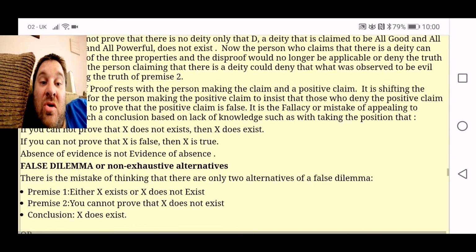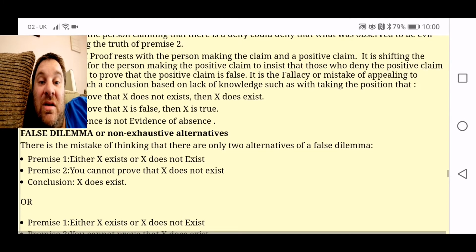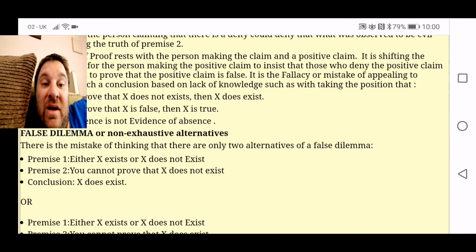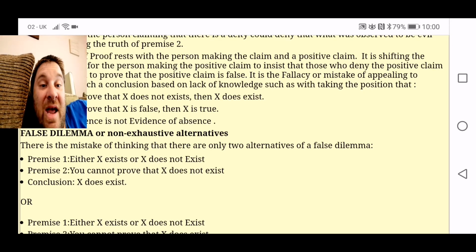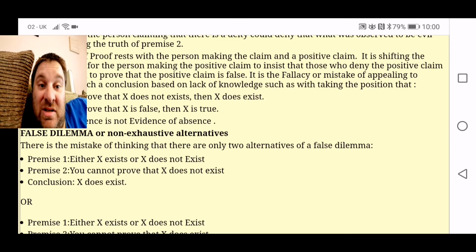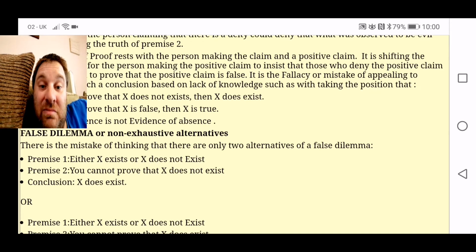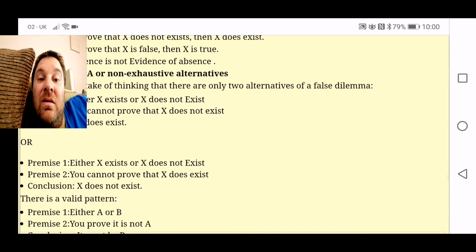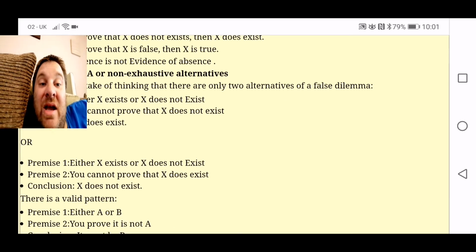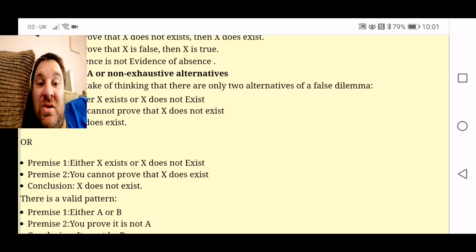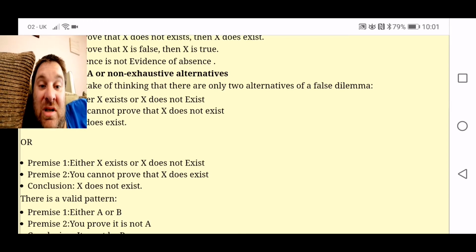False dilemma, or non-exhaustive alternatives. There is the mistake of thinking that there are only two alternatives in a false dilemma. Premise 1: either X exists or X does not exist. Premise 2: you cannot prove that X does not exist, so the conclusion: X does exist. Or, major premise, premise 1: either X exists or X does not exist. Premise 2, minor premise: you cannot prove that X does exist. Conclusion: X does not exist.